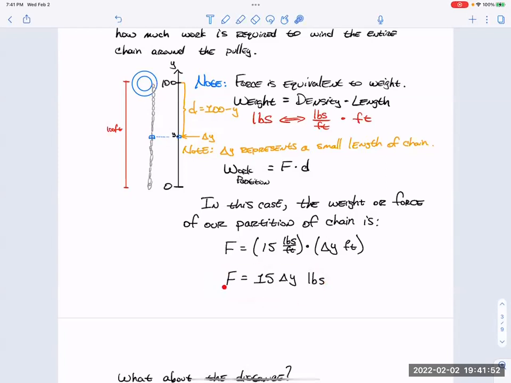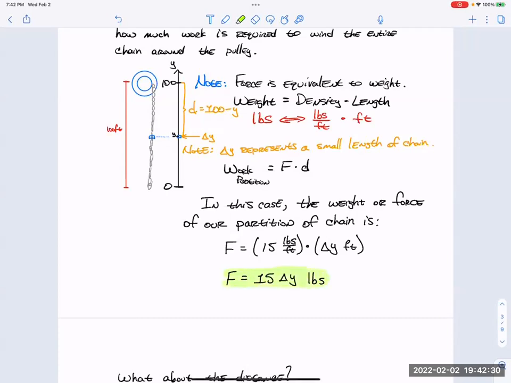So this is the actual forcing function for this. That's the force of an arbitrary piece of chain. It makes sense here because, see, if this chain weighs 15 pounds per foot, if you take 2 feet of this chain, right? If your delta y was 2 feet, the chain will weigh 30 pounds. That would be the force. If your change of y was 4 feet, then the weight of the chain would be 60 pounds, okay? So this right here is the actual forcing function here.